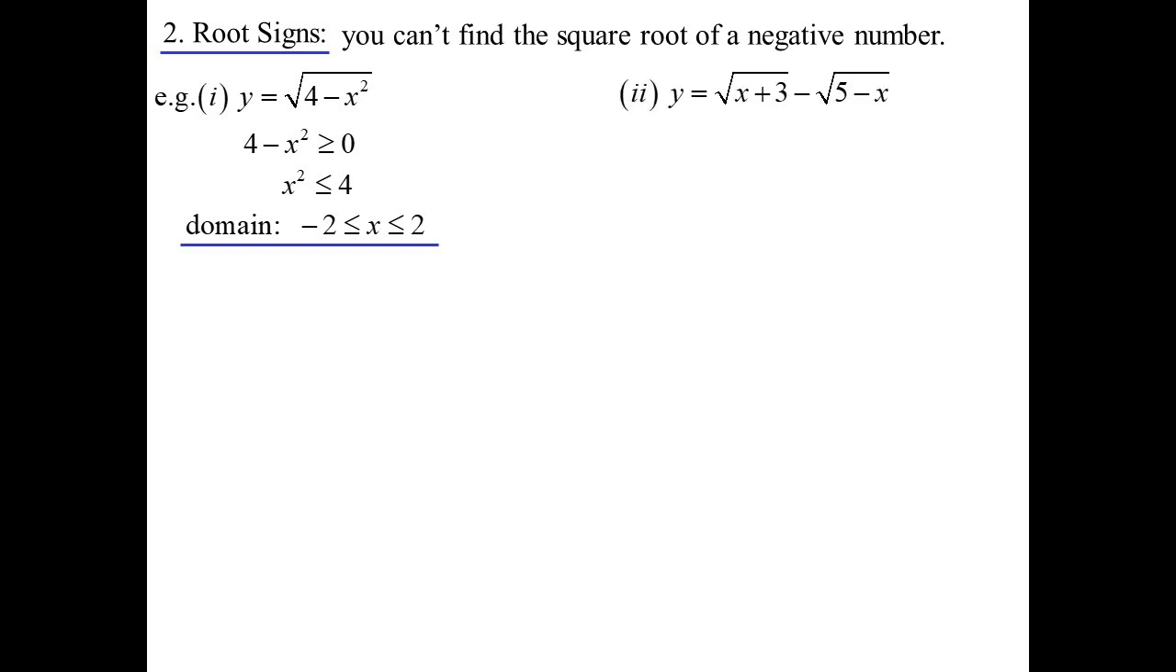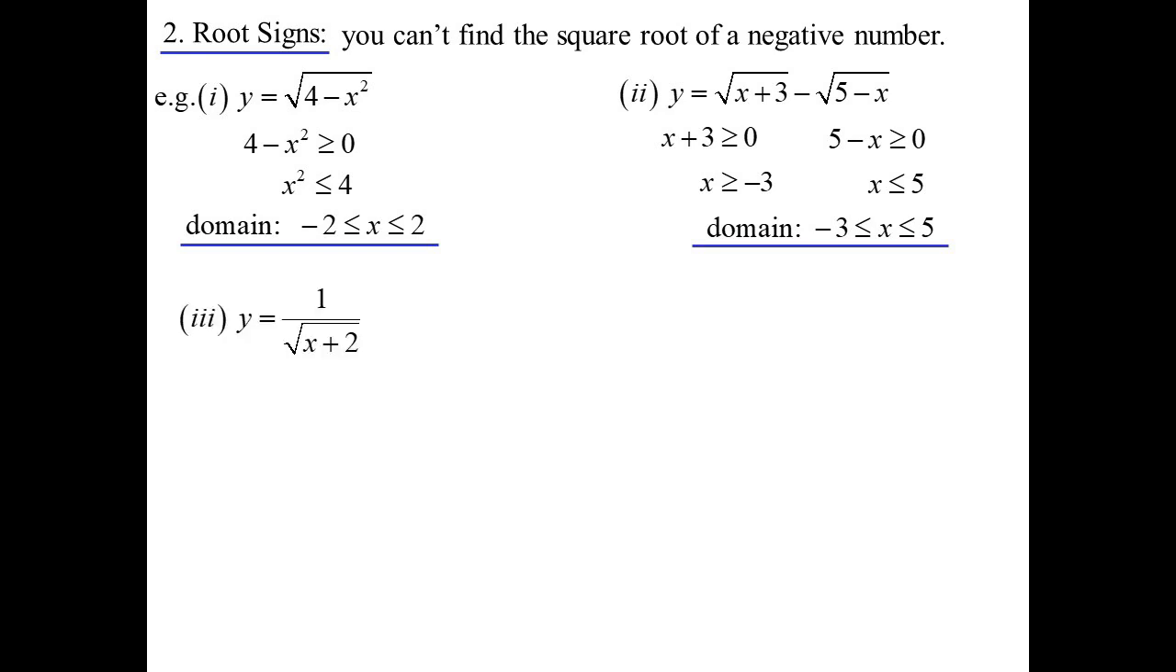I've got two square root signs. So x plus 3 must be greater than or equal to 0. So I know I can only sub in numbers greater than or equal to negative 3, but 5 minus x also has to be greater than or equal to 0. And that's telling me I can only sub in numbers less than or equal to 5. So combine the two, and I get x has to be in between minus 3 and 5. I got both a fraction and a square root sign. Well, the fraction's telling me the bottom of the fraction can't equal 0.